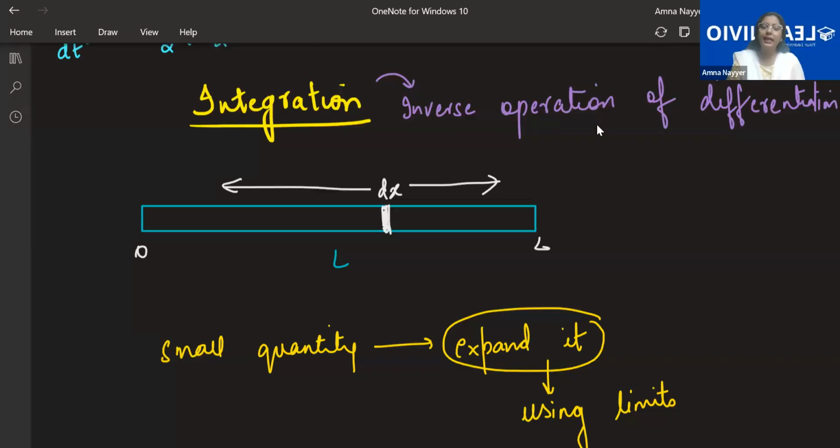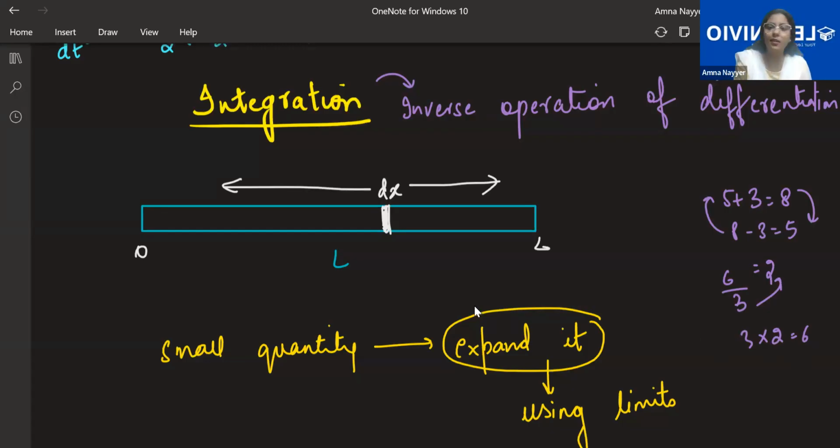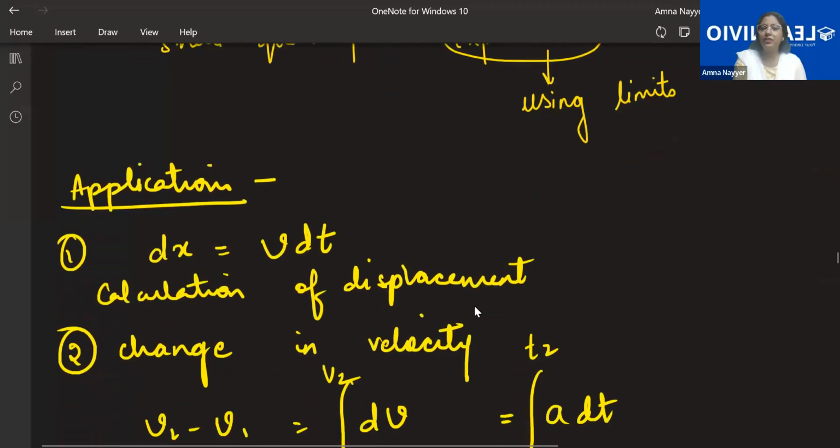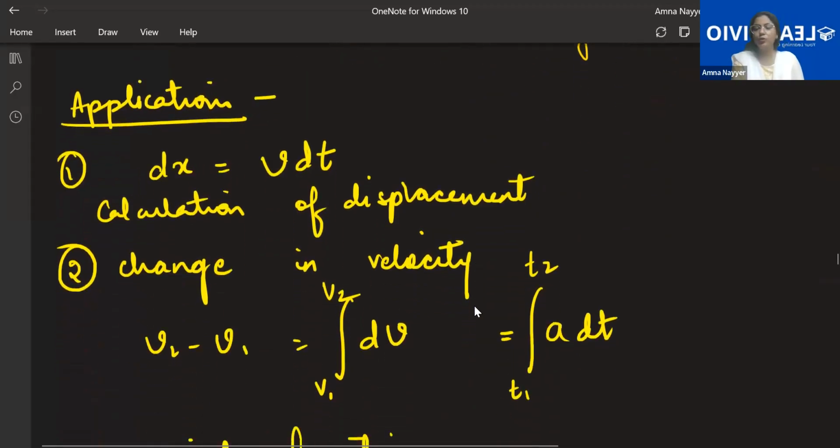It means, see, addition and subtraction are inverse operations. If I have 5 plus 3 as 8, then when I bring this 3 to the other side, 8 minus 3 will give this 5 back. They are inverse operations, addition and subtraction. Or multiplication and division. If I have 6 by 3 is 2, then when I bring it here, 3 into 2 will give me 6 back. Similarly, differentiation and integration are also like this. If you have differentiated something, you reverse it using integration, and you will get the quantity back.